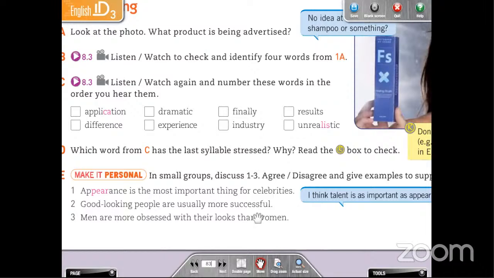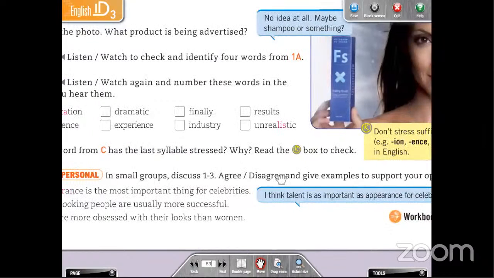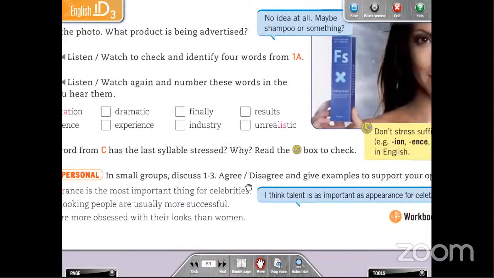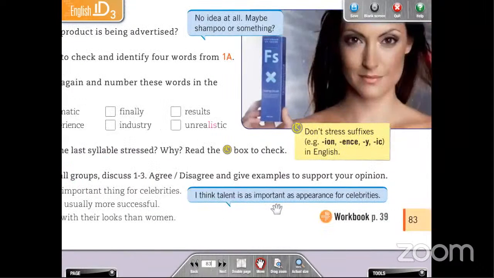Okay, these statements will be for the following exam. So the next exam, the oral exam about this topic, will be based on these statements. So you have to support these ideas. If you agree or you don't agree, what do you think? Why do you think, for example, appearance is the most important thing for celebrities? So here we have one example: I think talent is as important as appearance for celebrities. Okay, so we are going to develop this one for the next test.